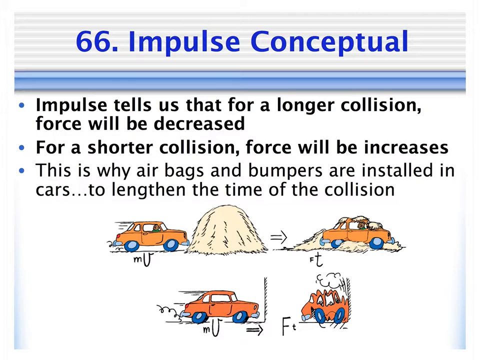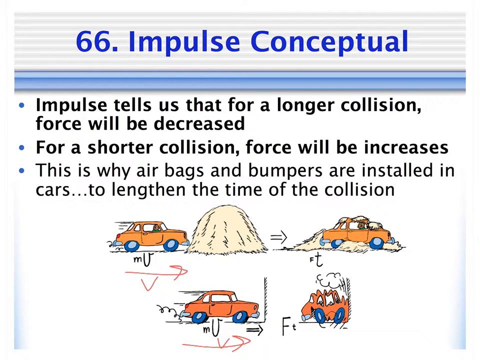Conceptually, impulse tells us something really, really important about collisions. And we can use impulse in any situation, but collisions is going to be a pretty big application of impulse. So, if we have a given collision, for example, we have this car here going and colliding with two different objects, traveling at the same initial speed here to the right. In one case, it collides with this barrel of hay. The other case, it collides with a wall.